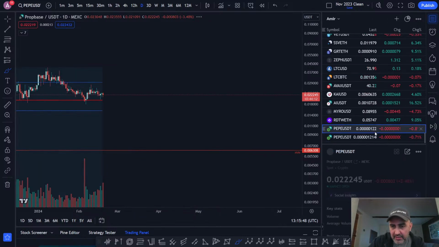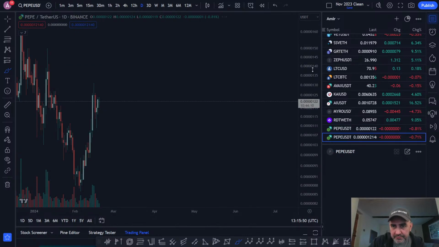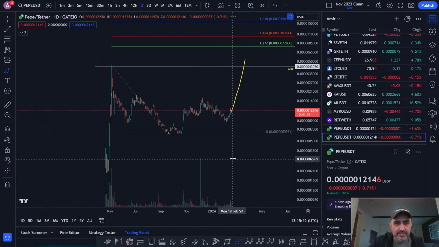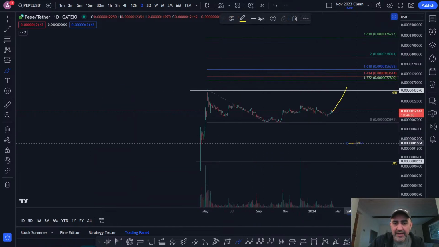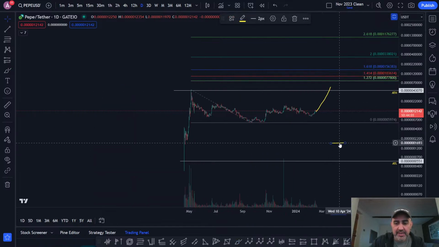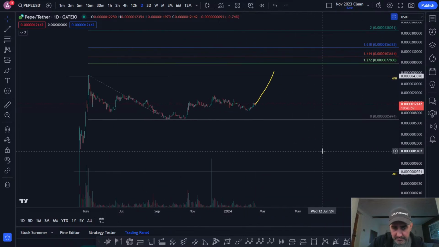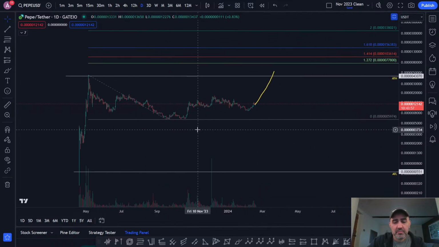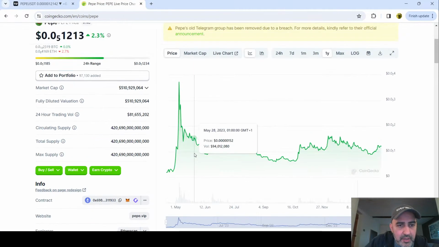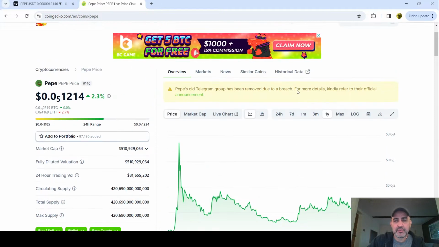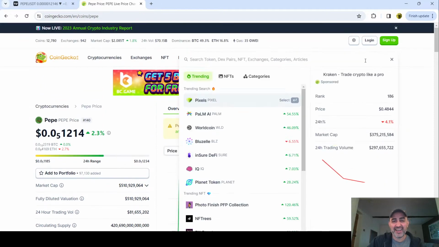So for me, this is quite a little bit similar when I look at PEPE. I see something very similar. But the difference is that PEPE has been ranging for a much longer time and has a much larger market cap, I imagine. What is the market cap? Look at that, 510 million. Honestly, if you're going to accumulate, I wouldn't accumulate PEPE. It's quite a large market cap.